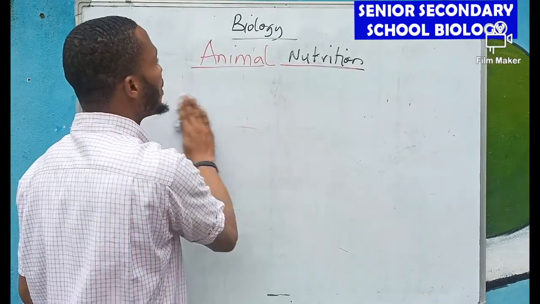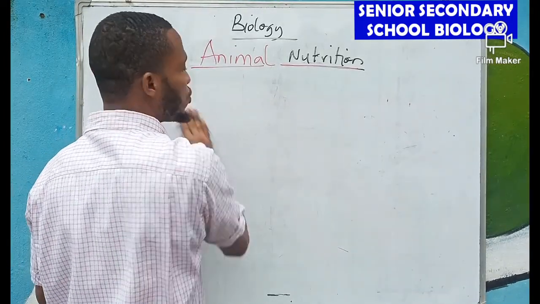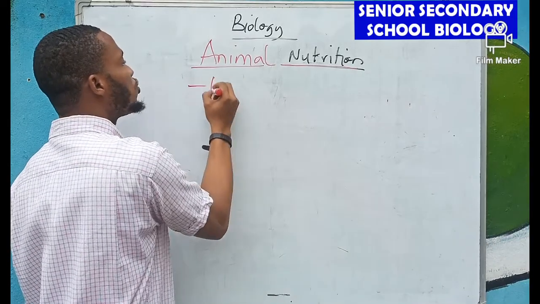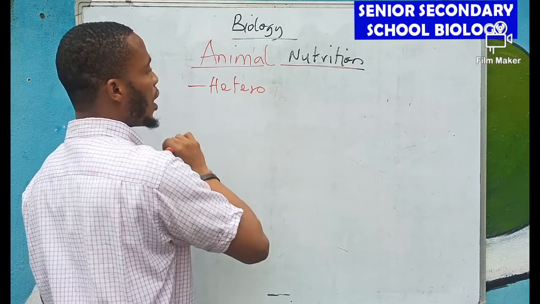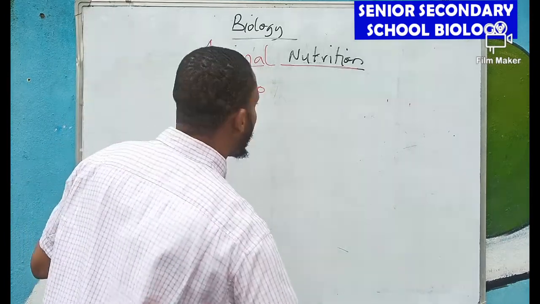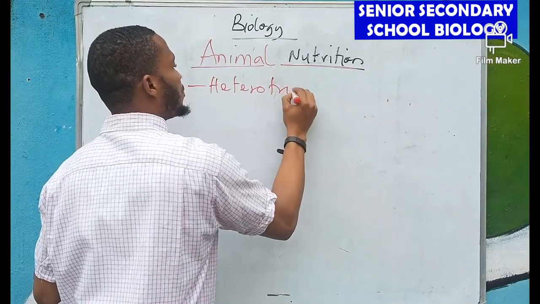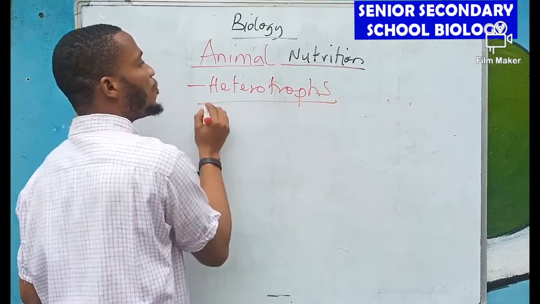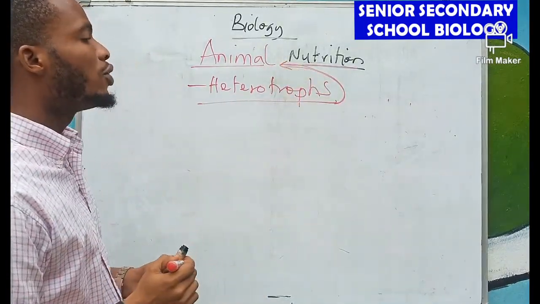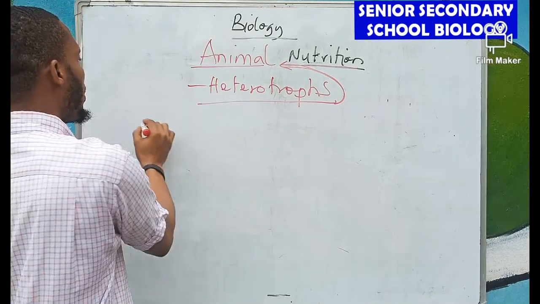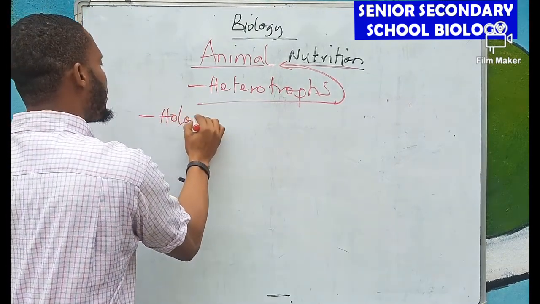Now when we talk of animal nutrition, we talk of what? The heterotrophs, that is the organisms that are not capable of producing their own food. Heterotrophs. Organisms that are not capable of producing their own food, that's majorly the what? The animals. Now when we talk of animal nutrition, we talk of majorly the holozoic.